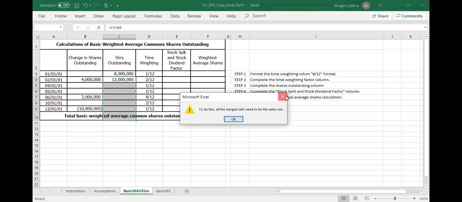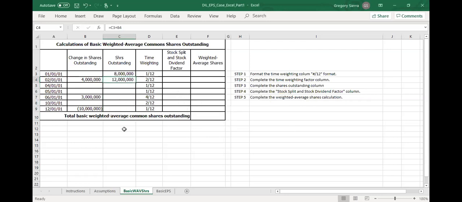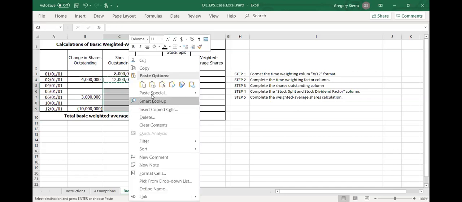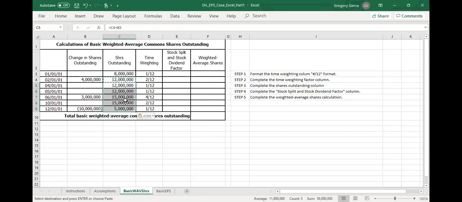Oh, darn it, I was going to, if you hit that little corner, it puts the formula in all the other ones. But this is merged, so I can't do it. Anyway, I was going to be really cool, but it's not working. Okay, so I'm going to copy, paste, and I'm just going to paste the formula.